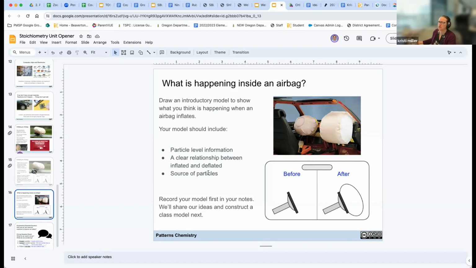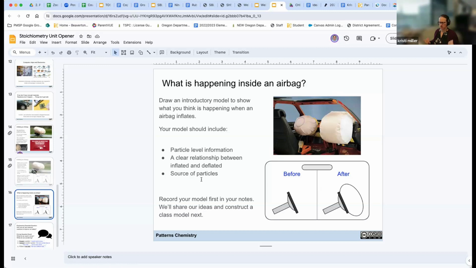But particle level information, I want to see something about pressure here. Notice I did not use that word pressure in my directions, but I'd like to see something about pressure, which is involved in the actual inflation, right? Pushing on the walls of the container. Maybe where are the particles coming from? And again, it's kind of like a wild guess.